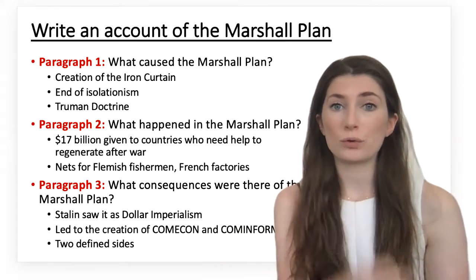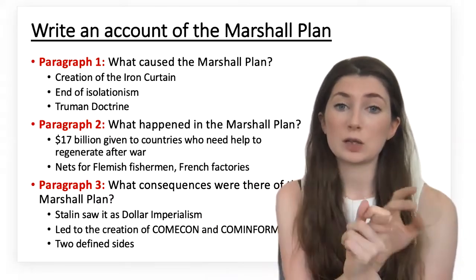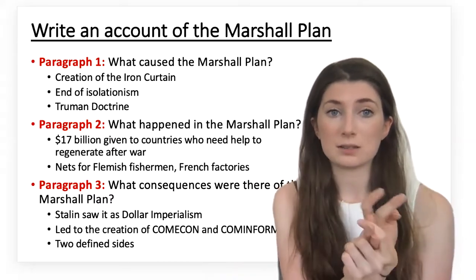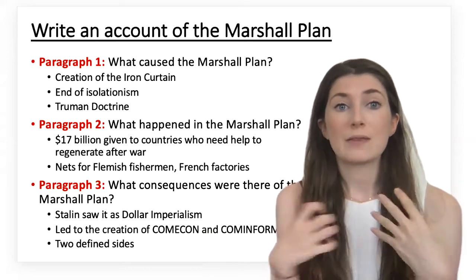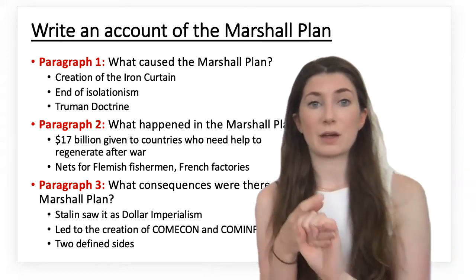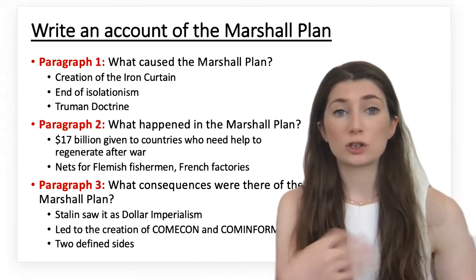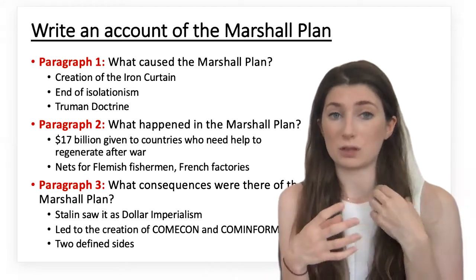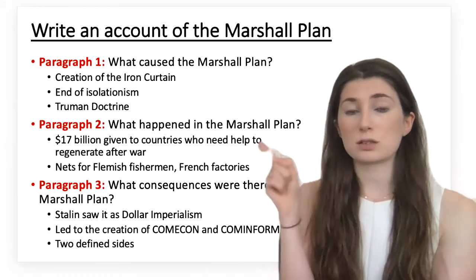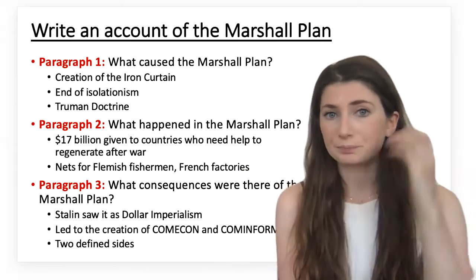So what caused the Marshall Plan? Well, you can think about the creation of the Iron Curtain. You can think about the US policy of ending isolationism, that idea of they're no longer going to purely focus on themselves. They're going to involve themselves in the events of Europe. And finally, what we might call the trigger cause, the Truman Doctrine, that stated that commitment to containment. So it was all these 3 things which really caused the Marshall Plan to come into effect.